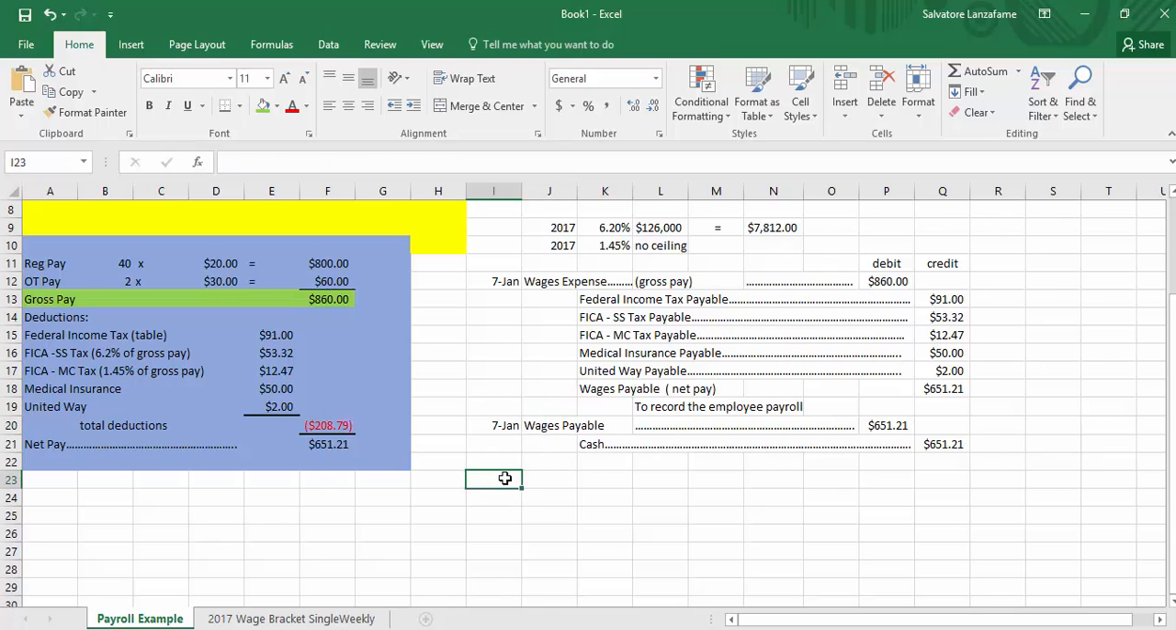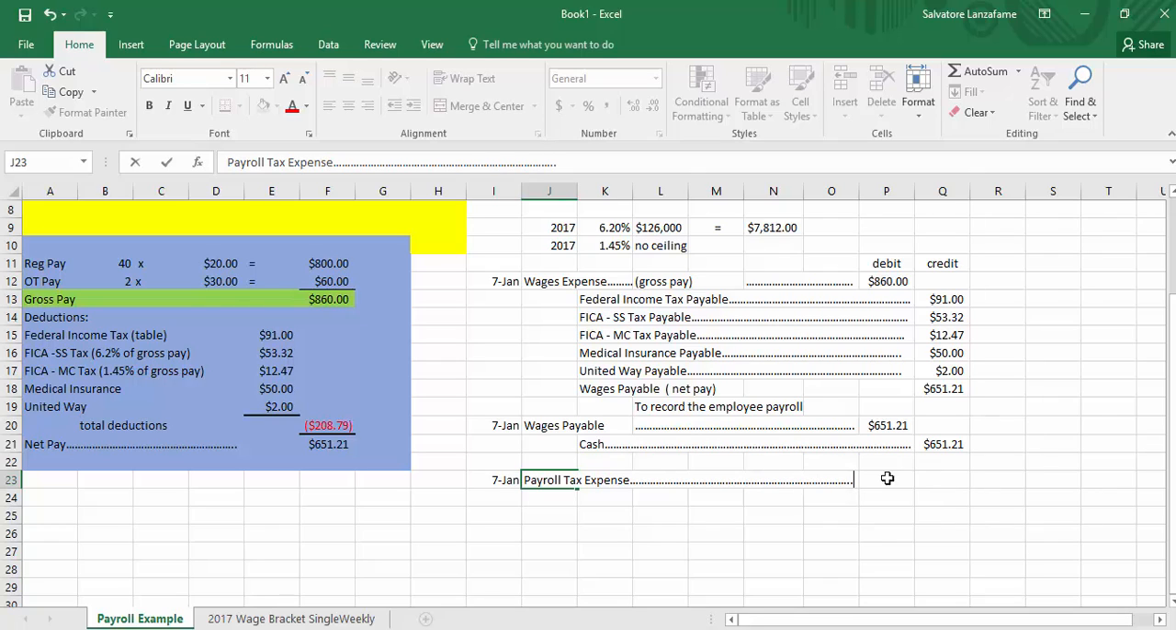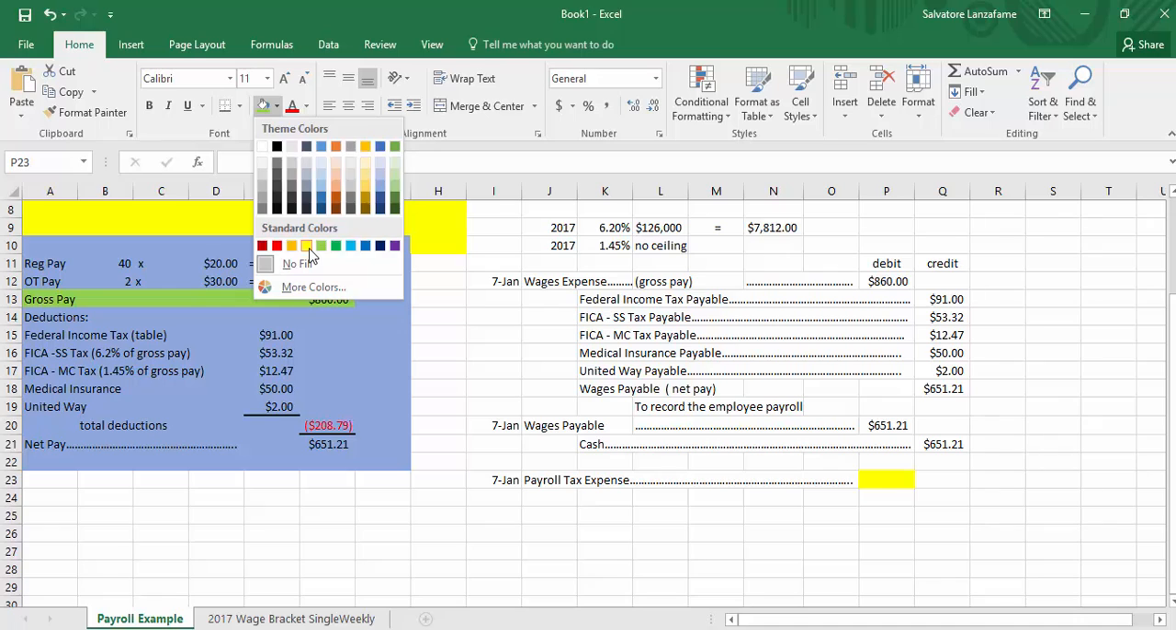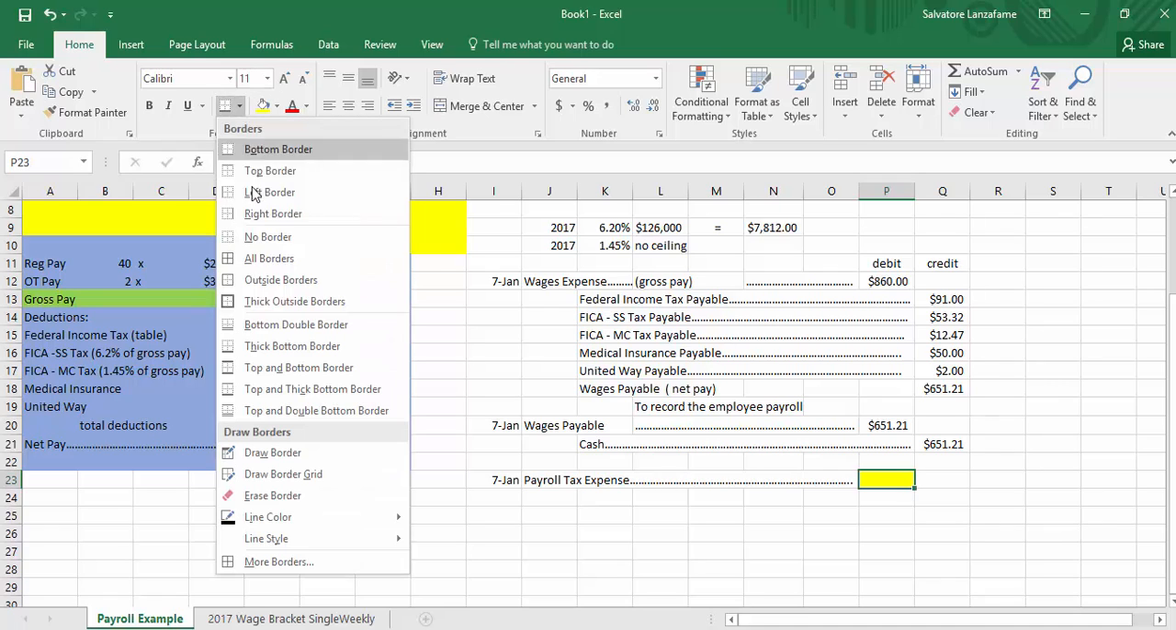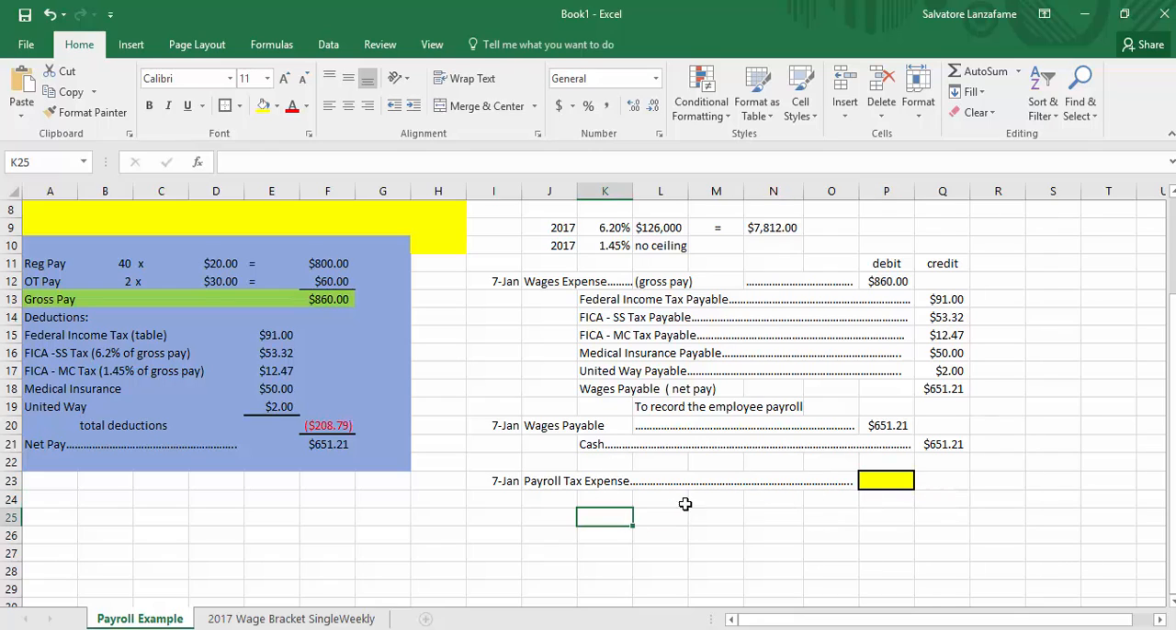Okay, another entry that would happen on January 7th is what the employer is responsible for. So not only does the employer have to pay the employee and record all of those deductions and then eventually pay those taxes on behalf of the employee, the employer's got his own problems. So the journal entry that the employer would make is they would debit something called payroll tax expense, and the amount that goes in here at this very moment is a mystery. We don't know what this number is. It's dependent on what our credits add up to. So we'll leave that kind of blank.